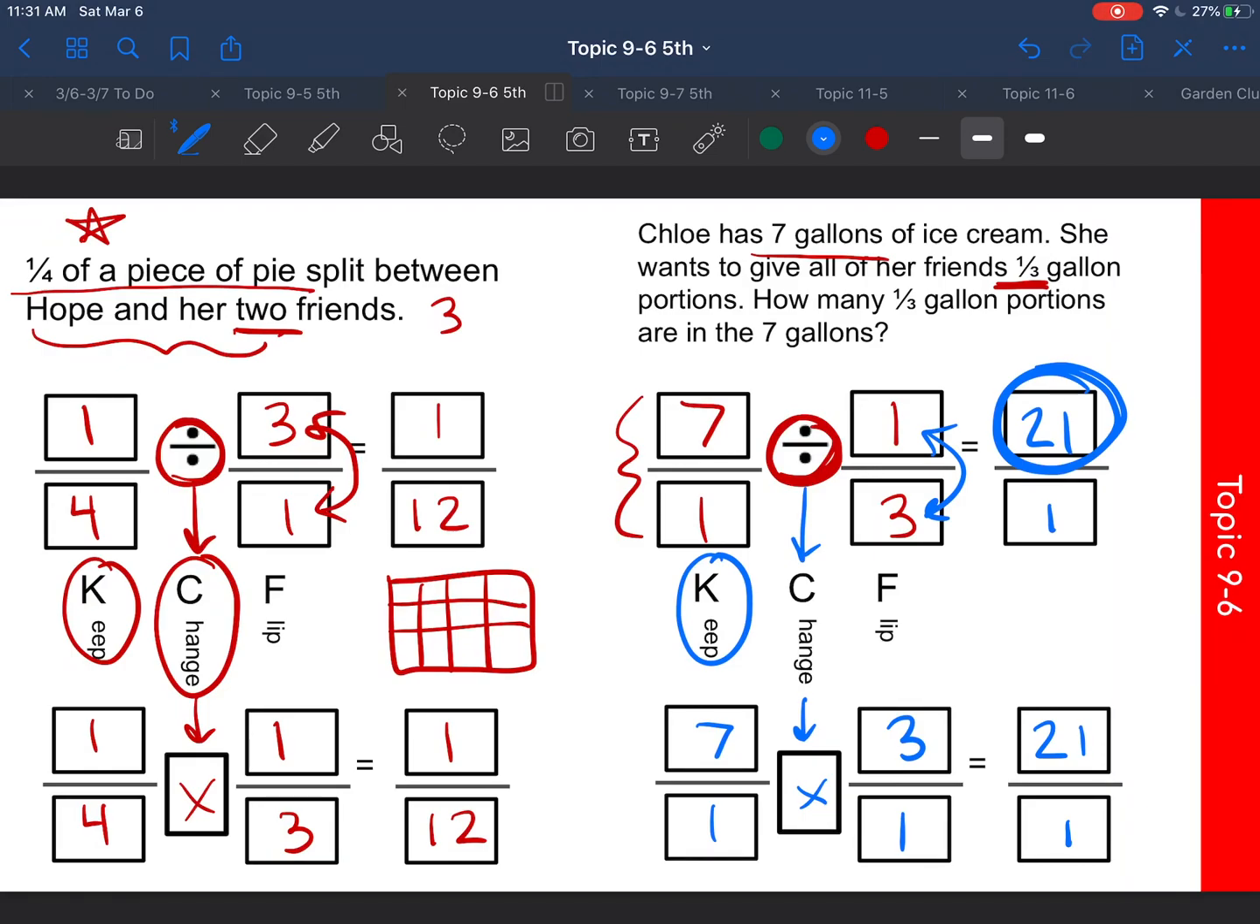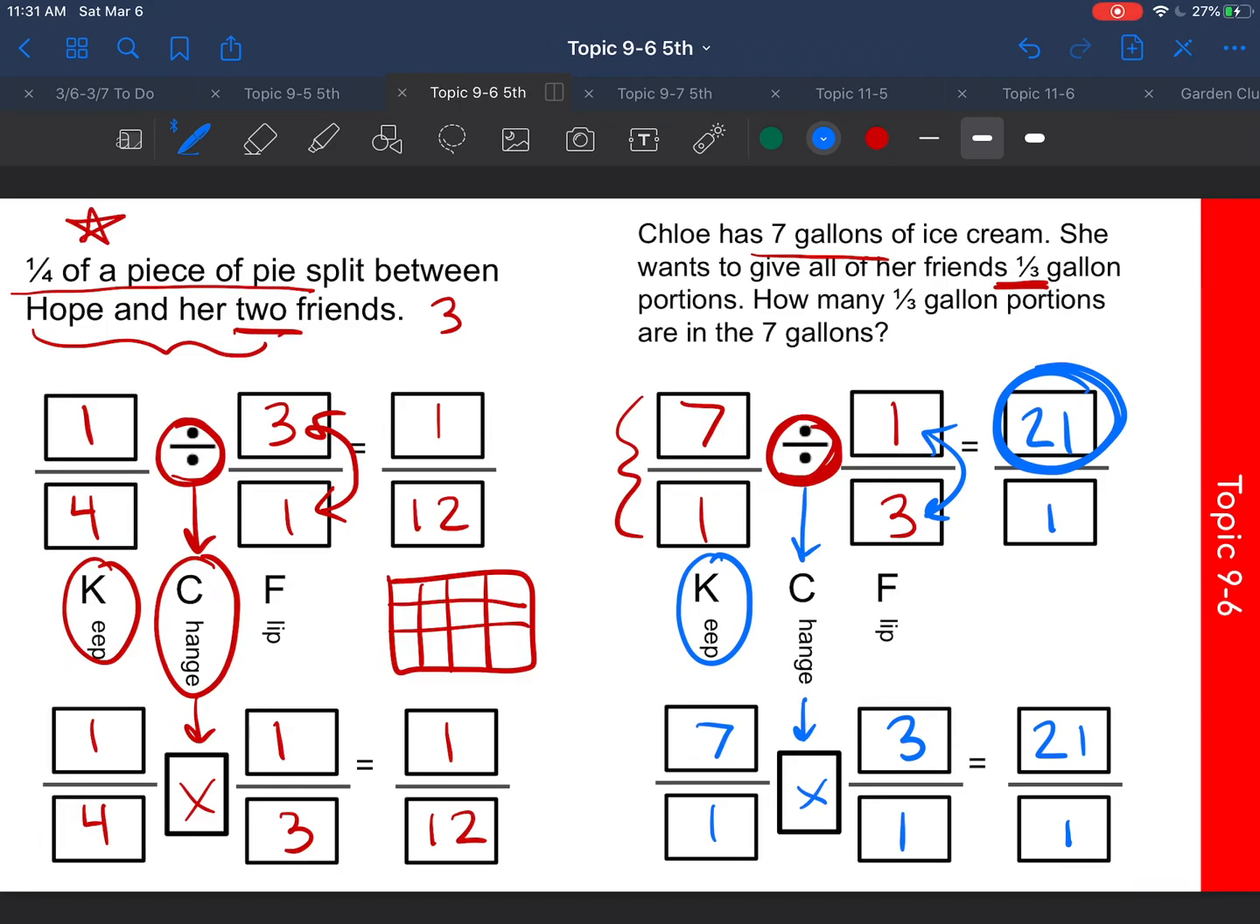All right. So what you guys are going to do, I want you to complete a little Google slide that has you practicing keep, change, flip. Okay. And again, our models are still useful. It's important to understand what is actually happening with our division and our fractions. I don't like to just tell you to keep, change, flip in the beginning because I want you to understand what is actually happening. So that's why I talked about those models. So you can still use the models if you would like.